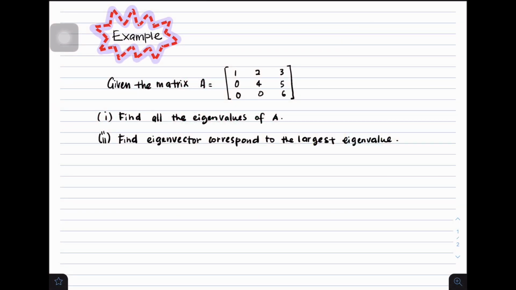Okay, let's see one more example on finding the eigenvalues and eigenvector for the matrices. Given the matrix A equal to 1, 2, 3, 0, 4, 5, 0, 0, 6. So this matrix A is a 3 times 3 matrix.